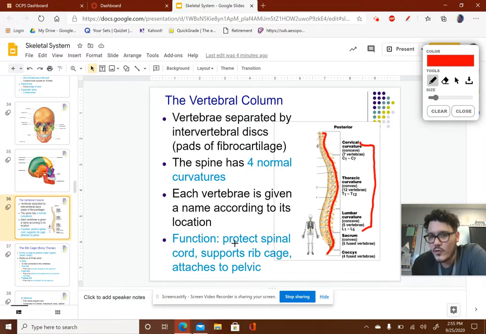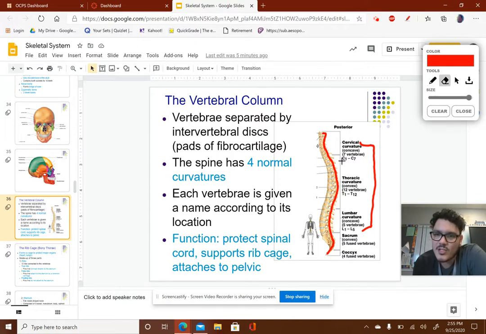Now, the function of the vertebral column, most important function is to protect the spinal cord. The spinal cord is a very sensitive nerve. You got to make sure that it's protected. It supports the rib cage. Every single rib comes from the spine. So it supports the rib cage, and the sacrum and even the coccyx, more so than the sacrum, are directly connected to the pelvis or the hip. So it does help to support the hip.